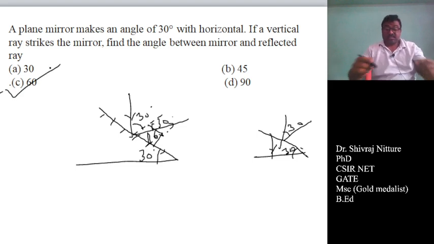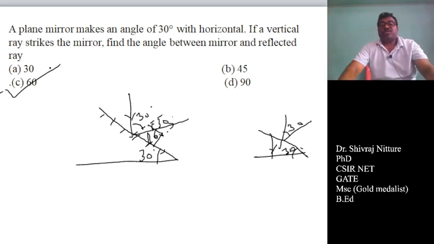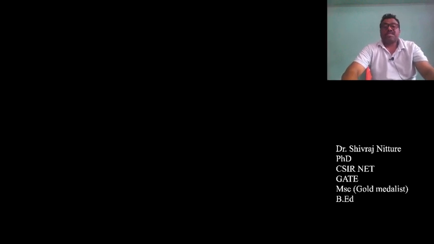So friends, next I will improve the diagrams wherever it is necessary. I conclude with this. Next I will go for the concave and convex mirror.